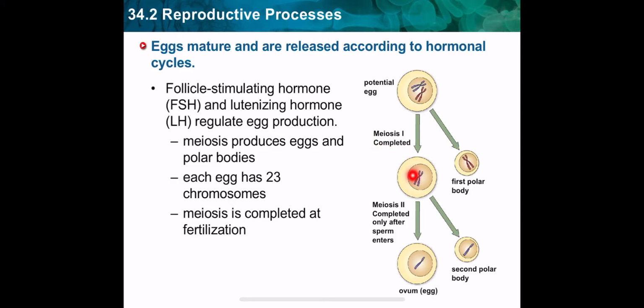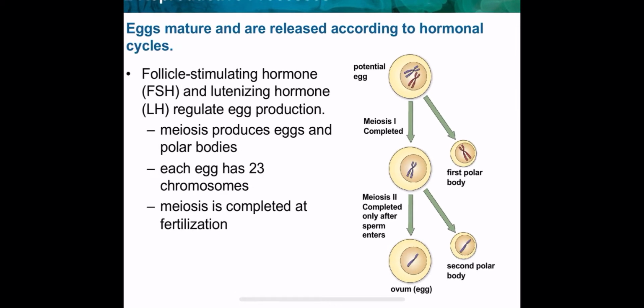When does meiosis 2 occur, and when is it completed? It's completed only after fertilization. This is the process of oogenesis. And the egg, is it haploid or diploid? The egg is haploid. It contains 23 chromosomes. After meiosis 1, the polar body will disintegrate. After meiosis 2, there is also formation of only one egg.